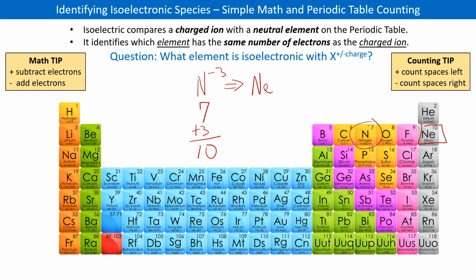Okay? Get it? So this is basically nitrogen 7 with neon 10. Now, if I were to do that by counting on the periodic table, I would go to the periodic table and find nitrogen. So here's nitrogen, and it's a minus 3. So that means counting is negative. I count right, 1, 2, 3 spaces, and I get neon.